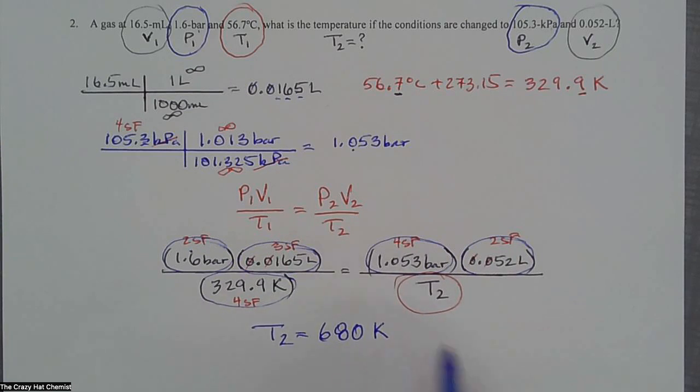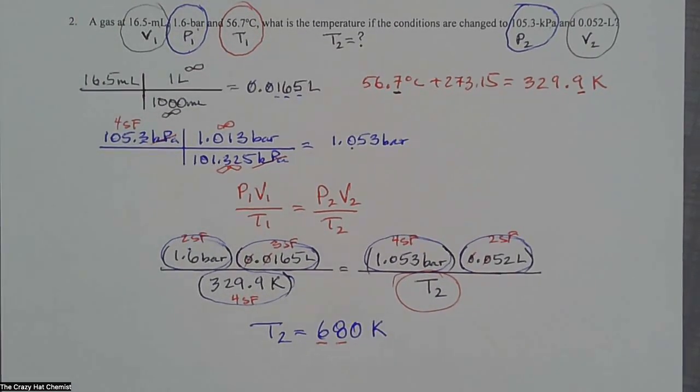There's no decimal on this number. That tells us that these 2 numbers here are the significant figures that we're looking at at this moment in time. All right, that is problem number 2. And so hopefully that worked out well for you.